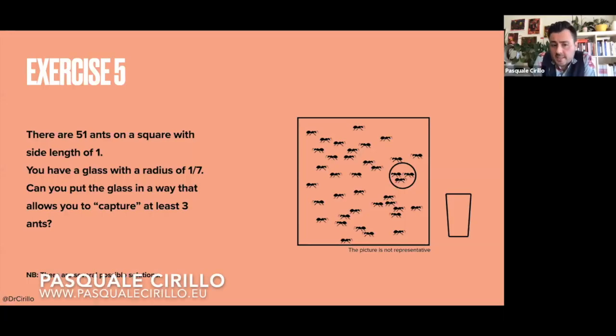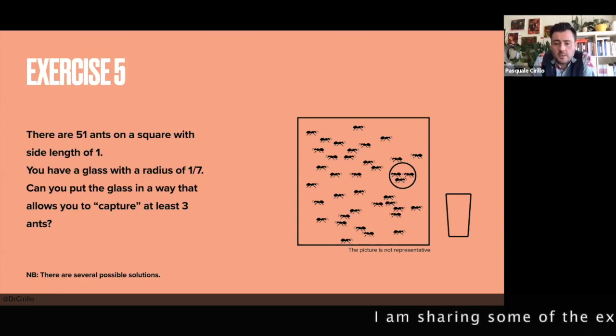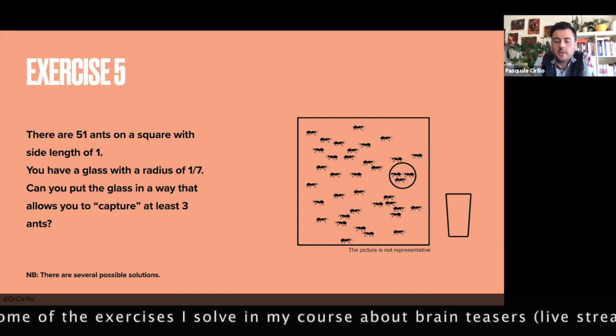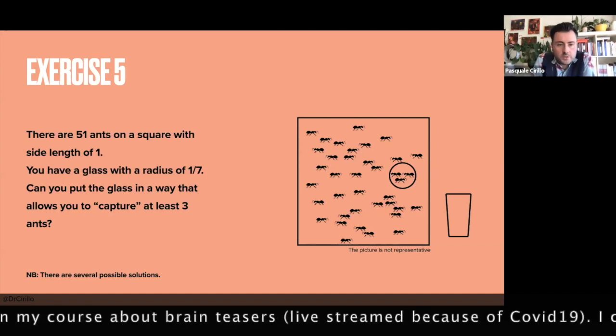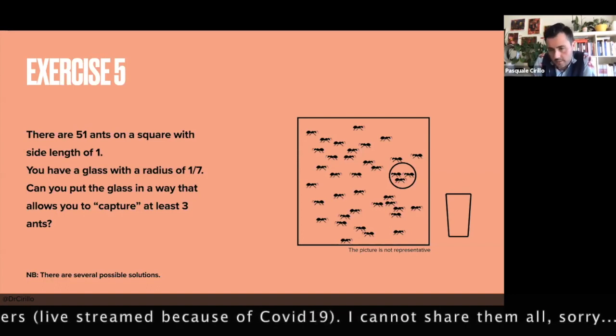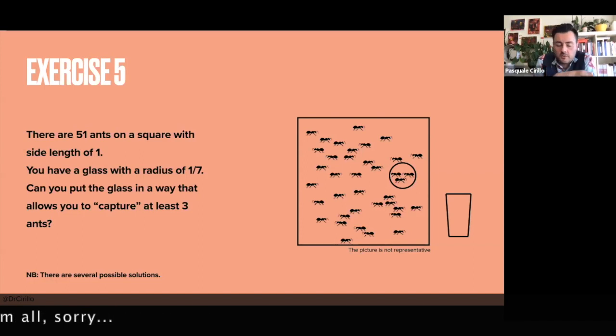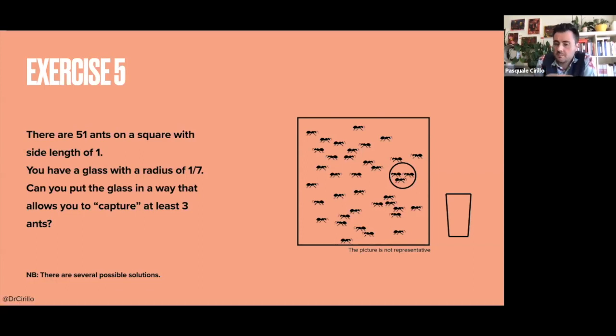We have 51 points on a square, and the edge of the square has length 1, so the area of the square is 1 times 1, which is 1. We have these 51 points displaced over this square. Then you have a glass that has a radius of 1 divided by 7.